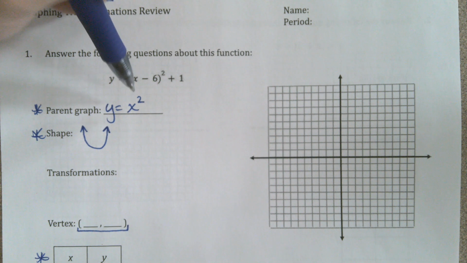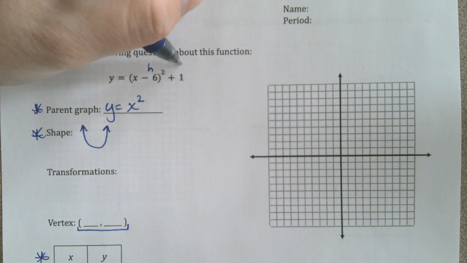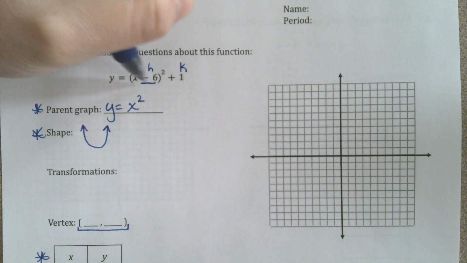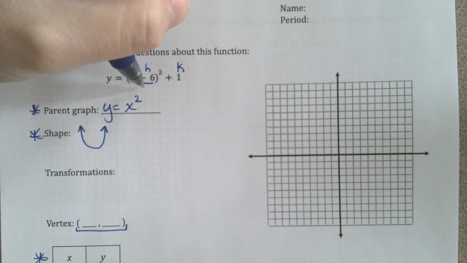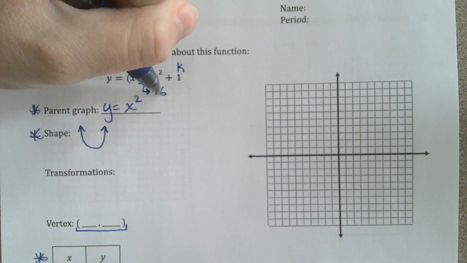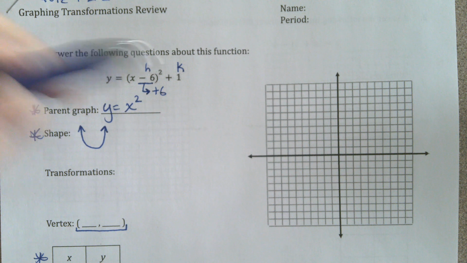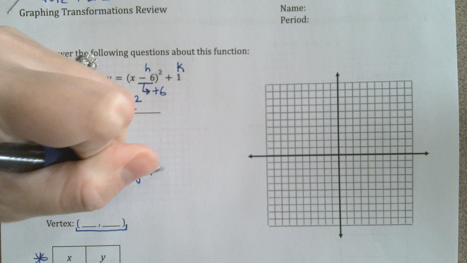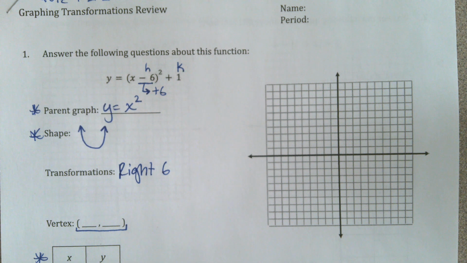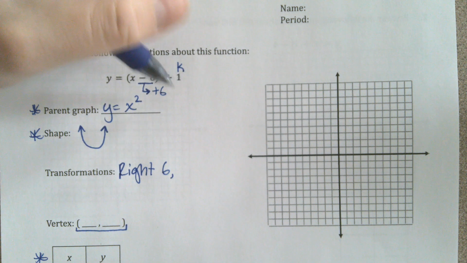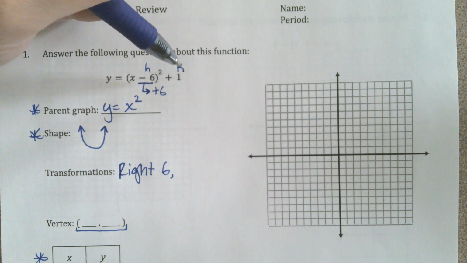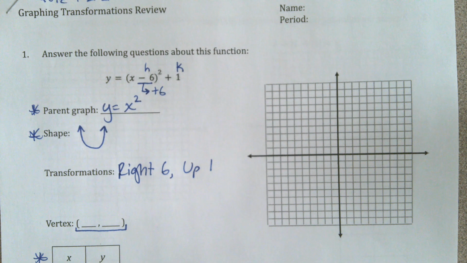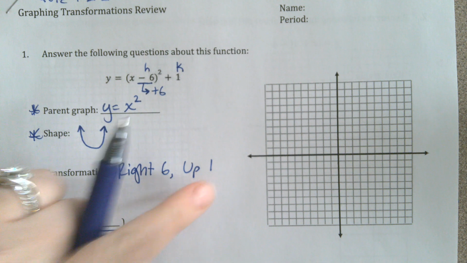Transformations come from looking at the H and K spots. So H, remember, always has a negative of some sort, so you have to take the opposite. So it's actually a plus 6. And H is left or right, so if it's actually a plus 6, that means it's right 6. And the other one, the K, is a plus 1. In K, you read exactly as it says. So if it says plus 1, this means up 1. So that's my transformation, right 6, up 1.